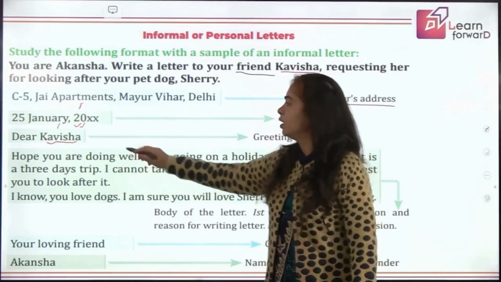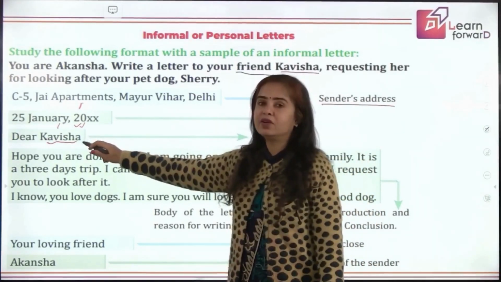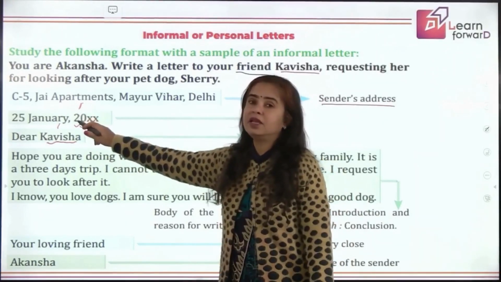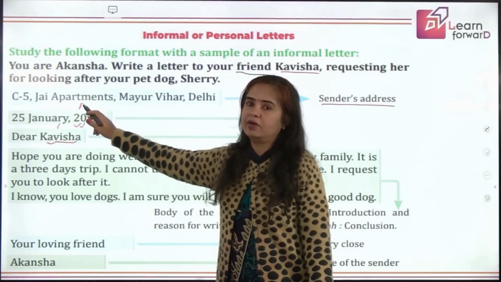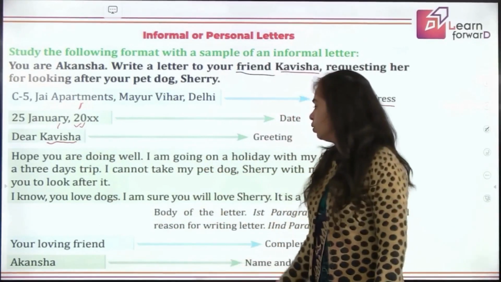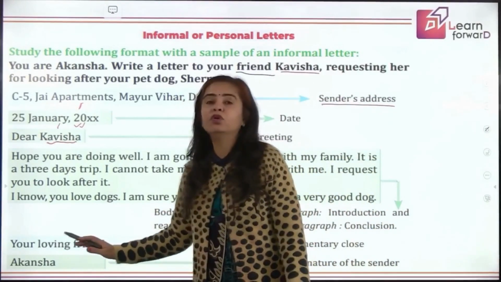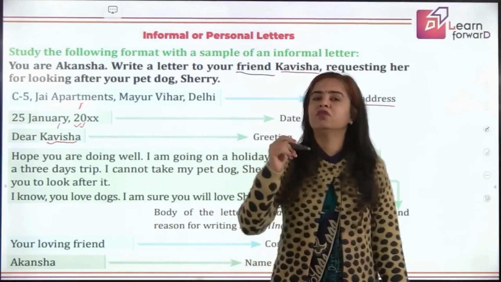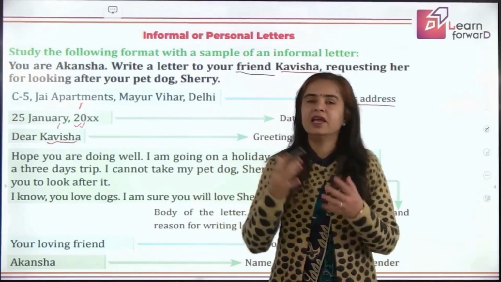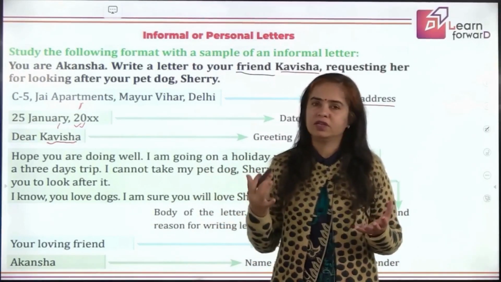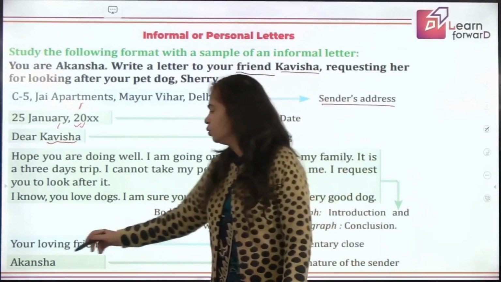This is the body, where you are addressing the person. This is the date and this is your address. And finally, how do you close? You just write "your loving friend," and before closing, you can even mention, give regards to uncle and auntie, say hello to the sibling's name, whatever it is. You can close like that with those lines also.